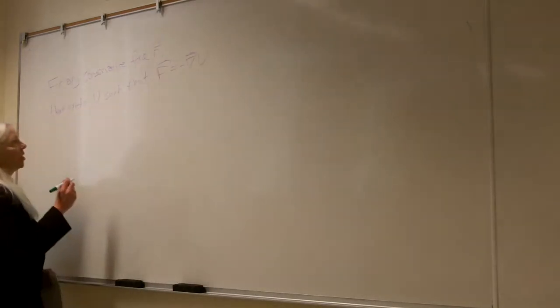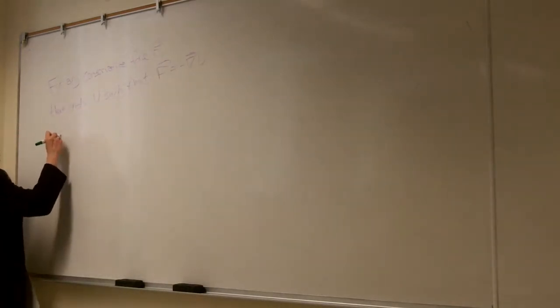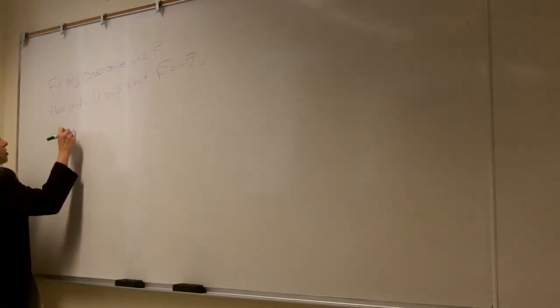And we talked last time about how to double check if a force is conservative. The easiest way is to take the curl of that force. If the curl is equal to zero, the force is conservative. If the curl is not zero, the force is not conservative. Okay? So our basic question at this point is, how do we find this potential energy?